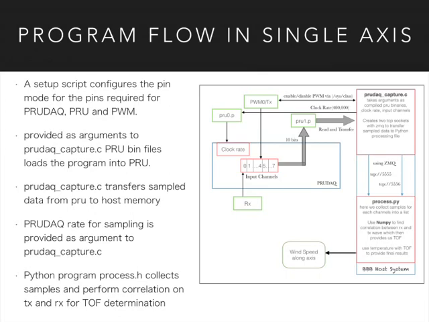Now the program flow, or we can say data flow, for the single axis. We set up a clock rate by passing it as an argument to productcapture.c. That rate is set up by PRU0, and it generates a clock at that given rate. Now productcapture.c transfers the data from shared memory as shared by PRU1. Then process.py takes those samples and uses the NumPy library to find the correlation between the waves of TX and RX, and then calculates the wind speed along the axis.